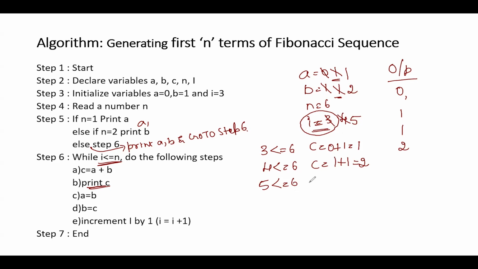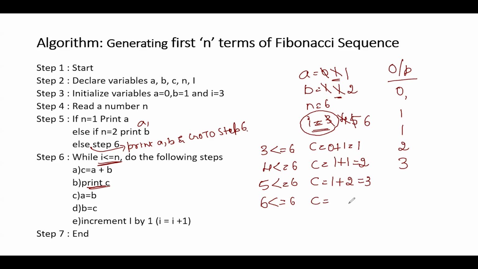Hence, I will say C is equal to A plus B. A is 1 and B is equal to 2, which means C now has value 3. Now I will print my fifth term, 3. All right. And then I will increment the I value to 6. Now, once again, I will come back and check whether 6 is less than or equal to 6. Yes, it is equal to 6. Hence, it still holds true.